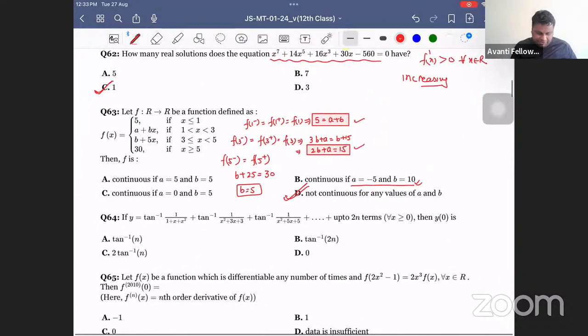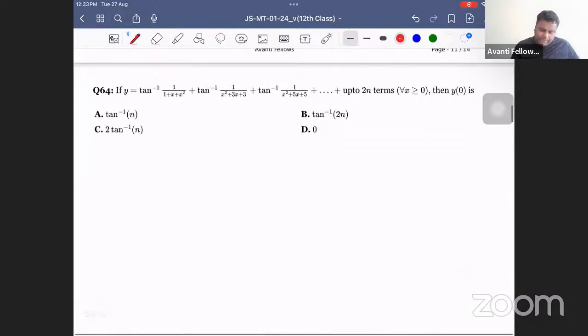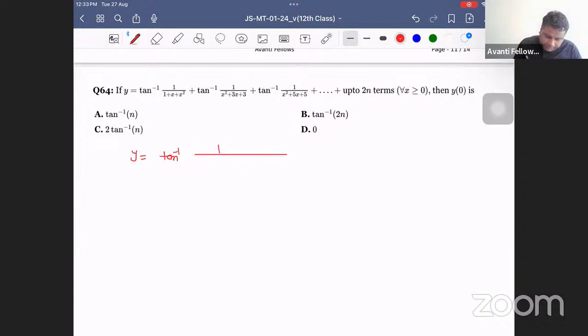Now, this is question number 64. Okay, I'll do it here. First of all, let's talk about the nth term. The nth term will be tan inverse of 1 upon x square. Now see, the coefficient of x is 1, 3, 5 and so on. So it is (2n plus 1) x square plus (2n plus 1) x plus (2n plus 1). Now it can be written as tan inverse 1 upon 1 plus x square plus (2n plus 1)x plus 2n.